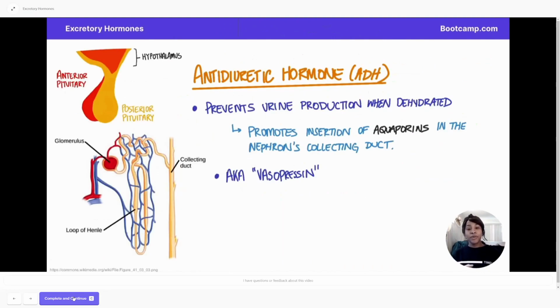Okay, now ADH is going to be another key player when it comes to the excretory system. This is going to be a hormone that is produced in the hypothalamus, but is released through the posterior pituitary.